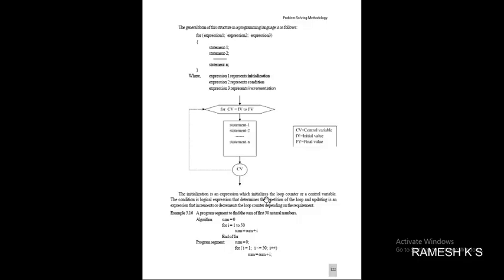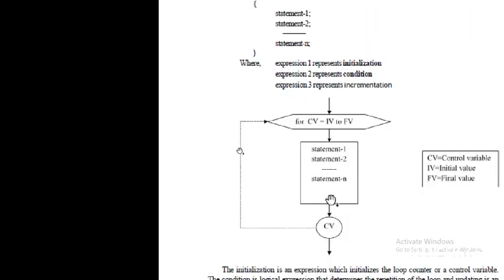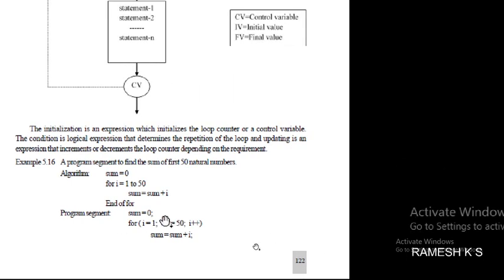So this is a practical explanation of the for loop. This is the syntax. This is the flowchart. This is a programming example you have to understand.